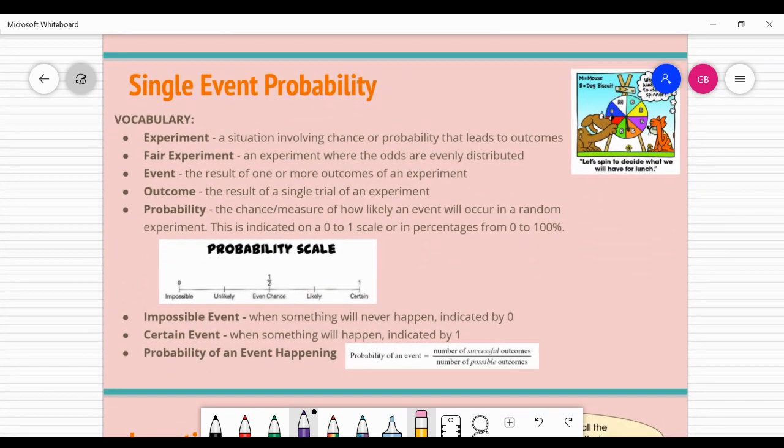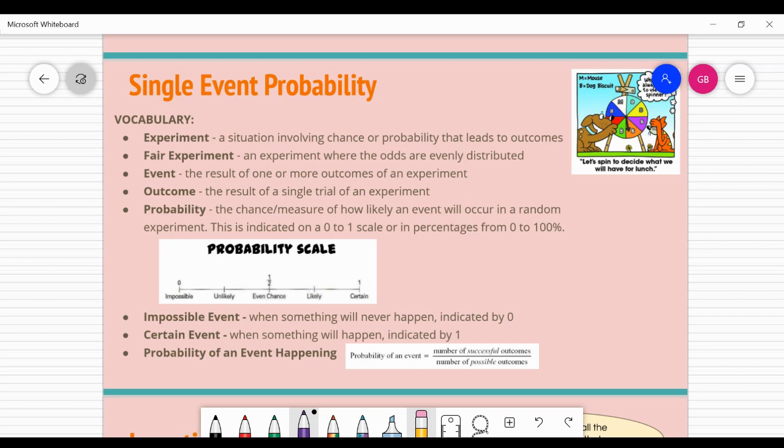Here's some vocabulary about single event probability. An experiment is a situation involving chance or probability that leads to outcomes. A fair experiment is an experiment where the odds are evenly distributed. An event is the result of one or more outcomes of an experiment. An outcome is the result of a single trial of an experiment.